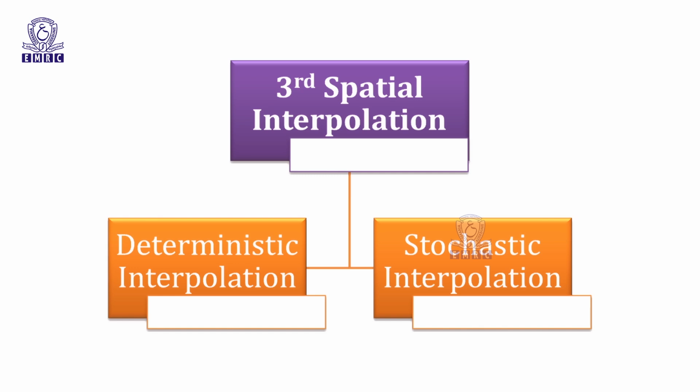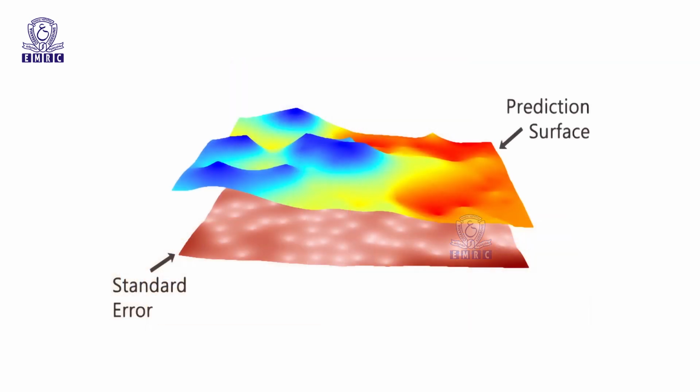spatial interpolation methods into deterministic or stochastic methods. A deterministic interpolation method provides no assessment of errors with predicted values. A stochastic interpolation method, on the other hand, considers the presence of some randomness in its variable and offers assessment of prediction errors with estimated variances.